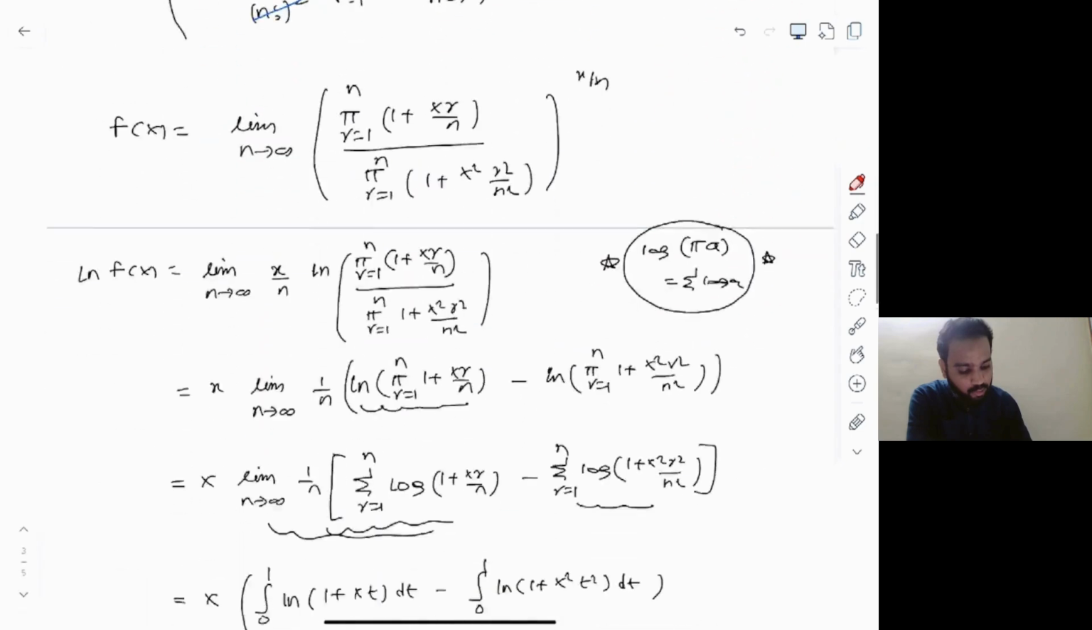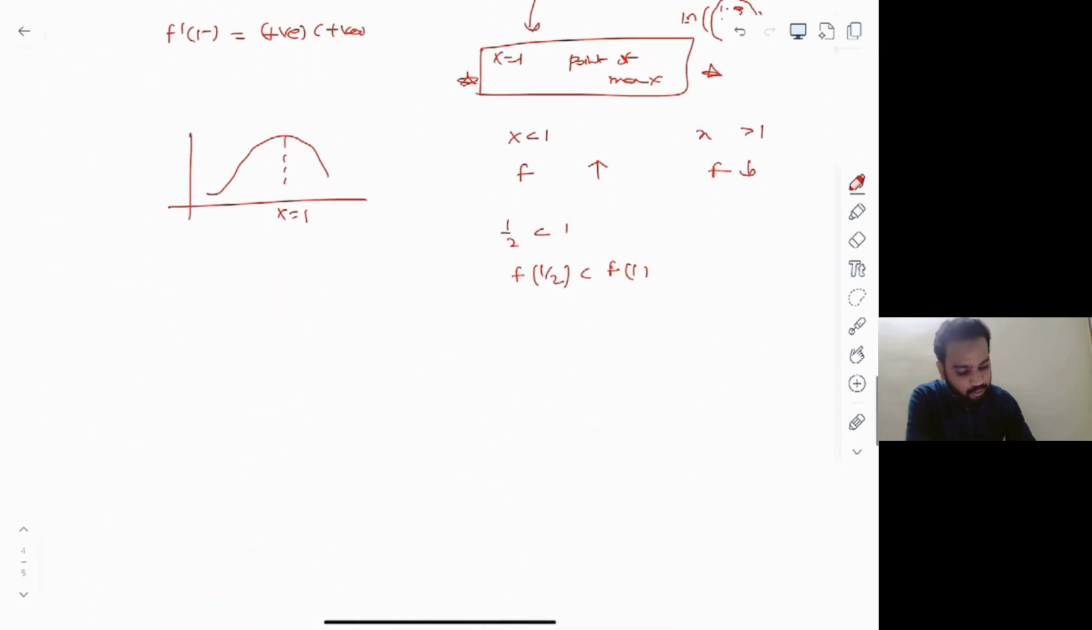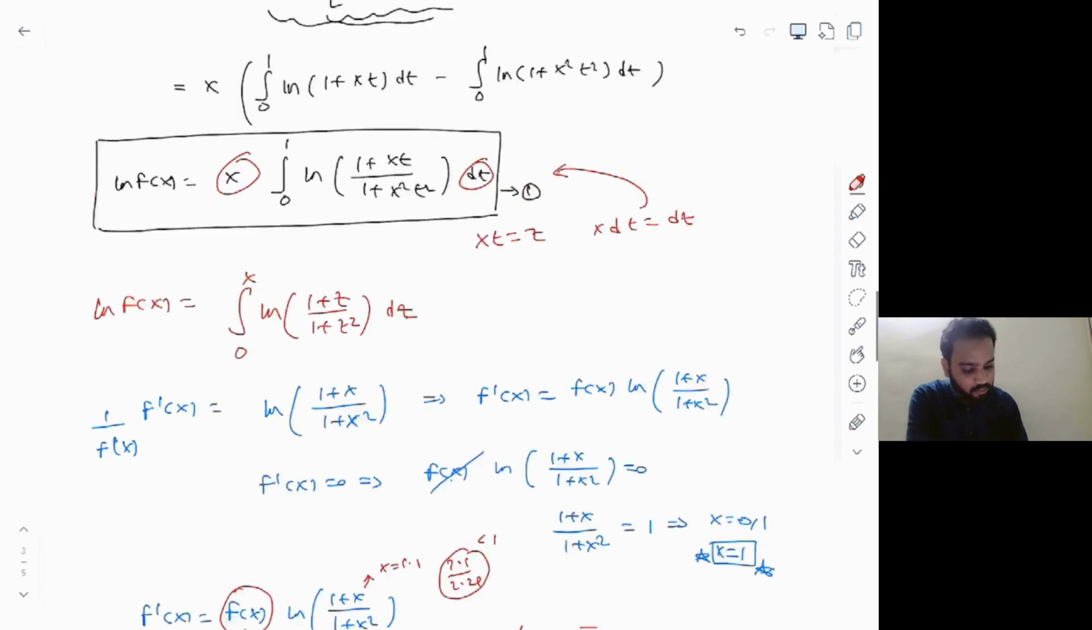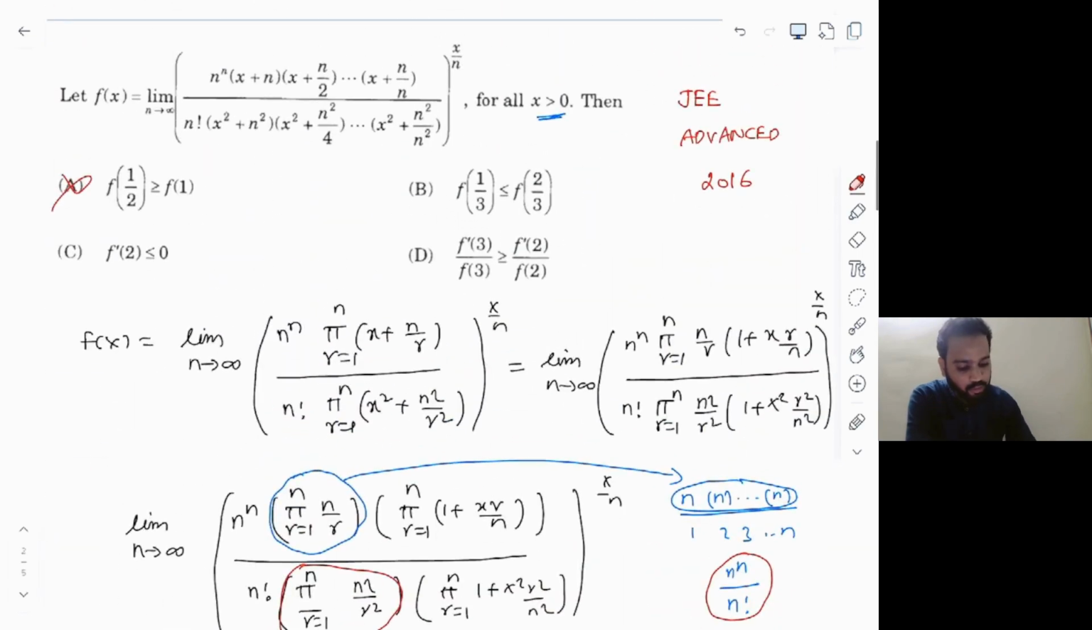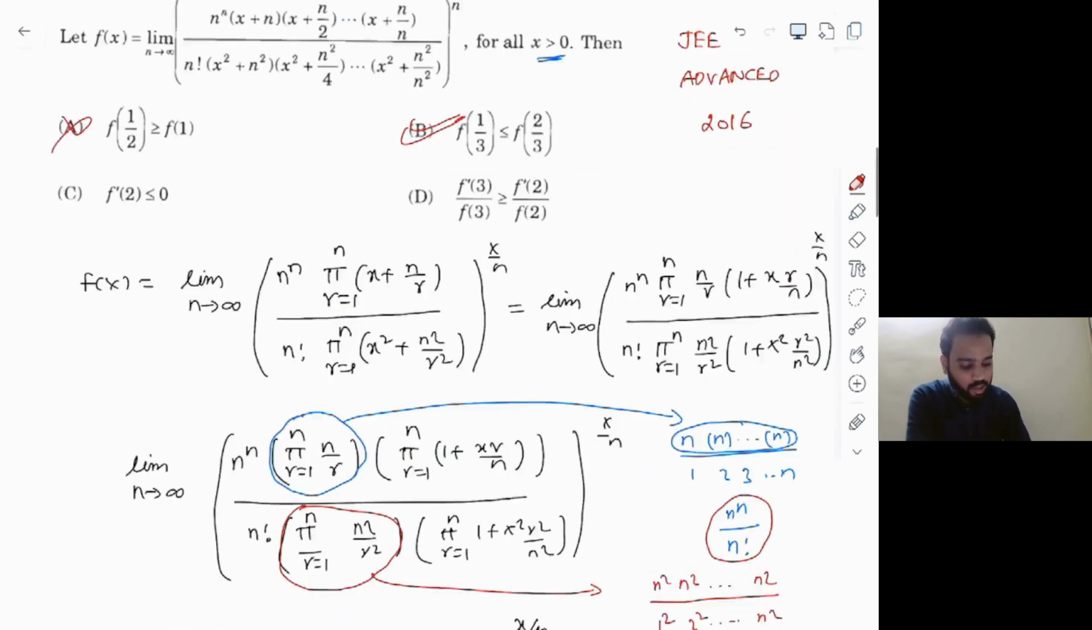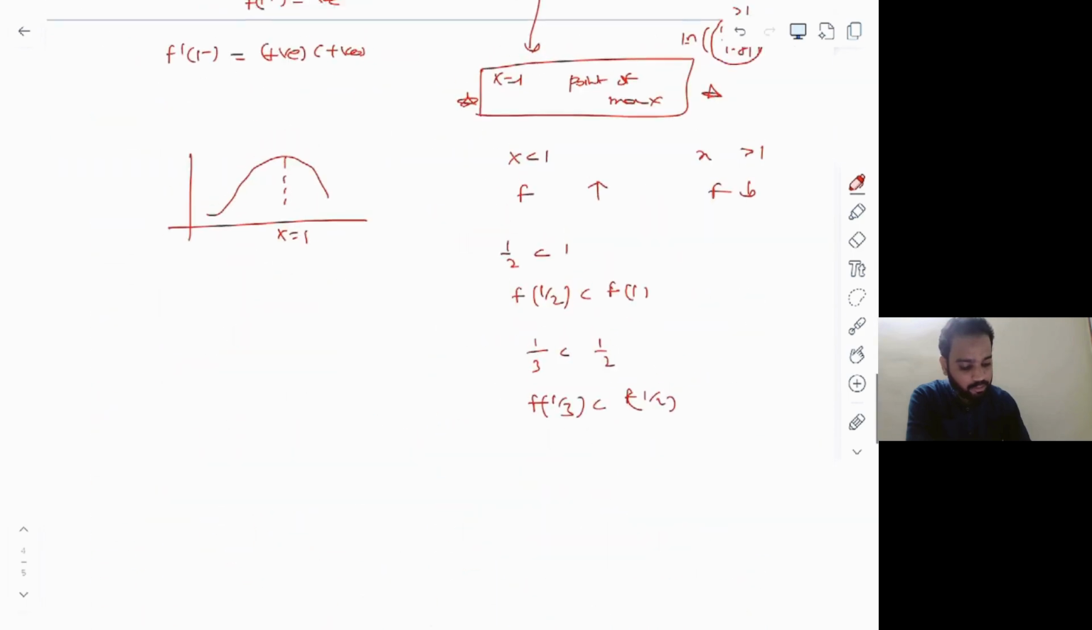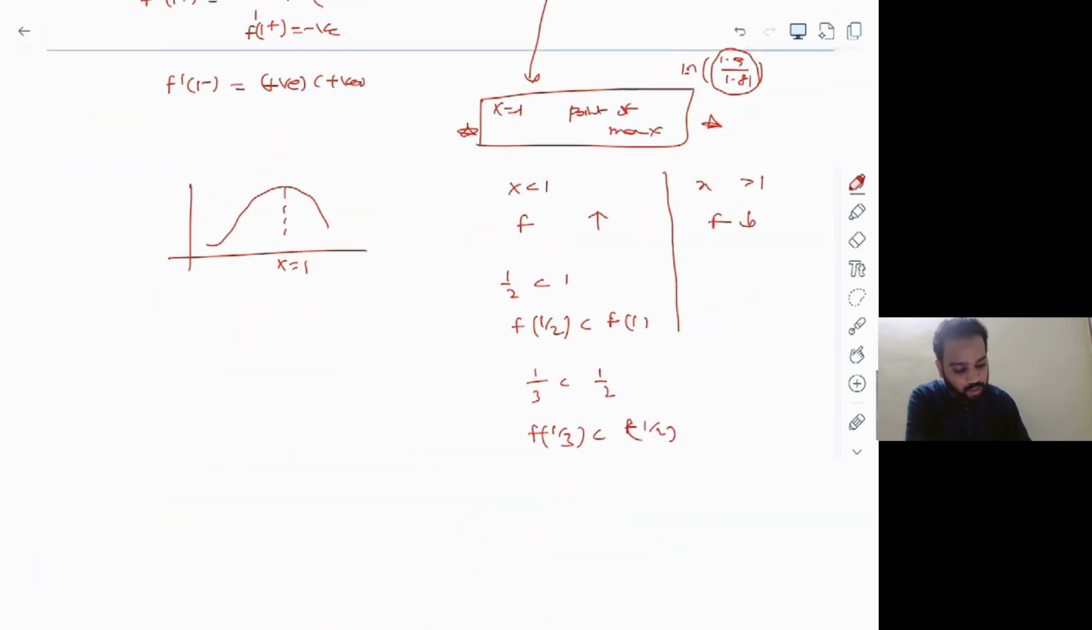What about 1 by 3 and 2 by 3? If you compare 1 by 3 and 2 by 3, 1 by 3 will be lesser than 1 by 2, and clearly f of 1 by 3 will be lesser than f of 1 by 2 here. And which is exactly option B: f of 1 by 3 is less than or equal to f of 2 by 3, which is clearly correct. Since it is an increasing function, we are not changing the inequality sign.